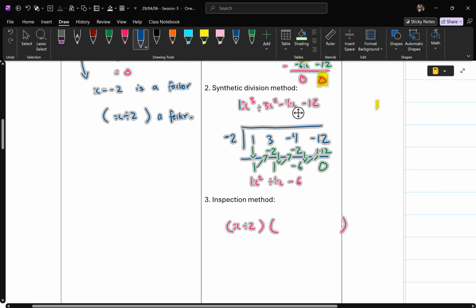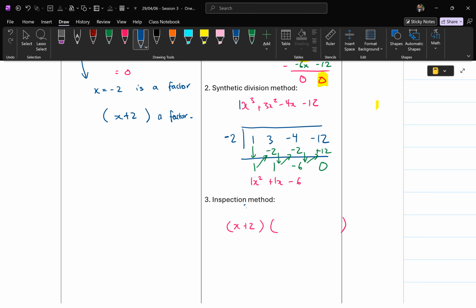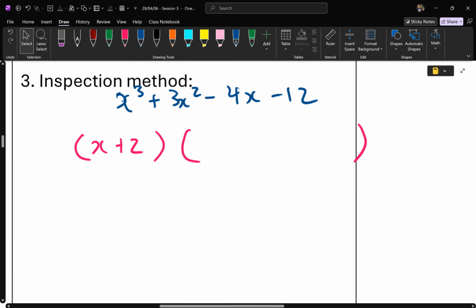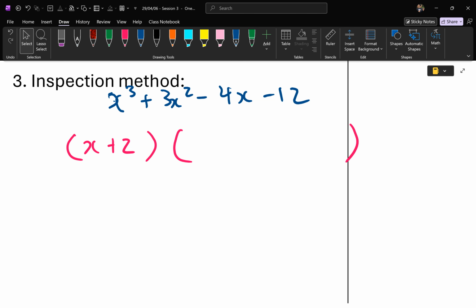There's 2 ways to do this inspection too. So I'll show you the one that I usually do, but you could do it any other way you want. So x cubed plus 3x squared minus 4x minus 12. Inspection method means you're going to look at this and try in your head to match those numbers. That's how it works.